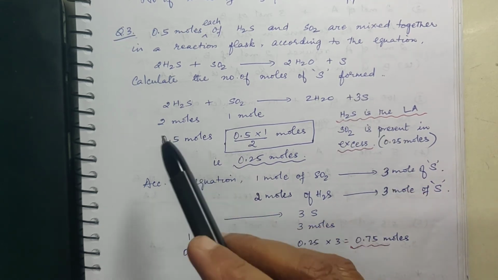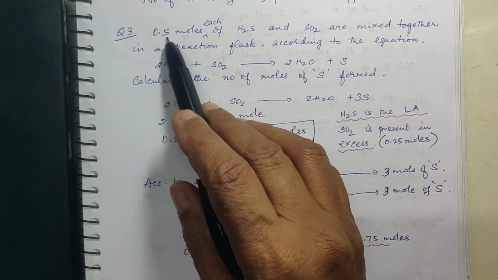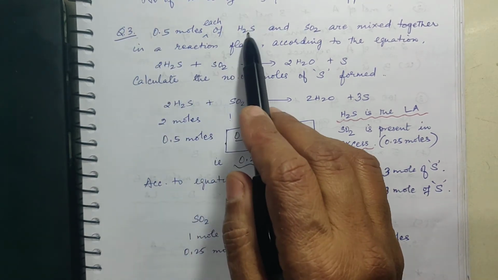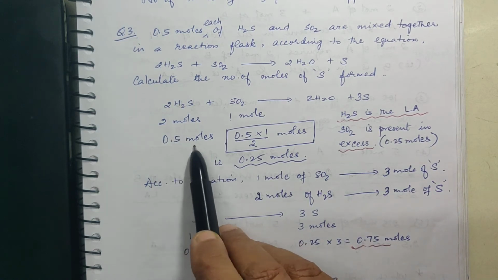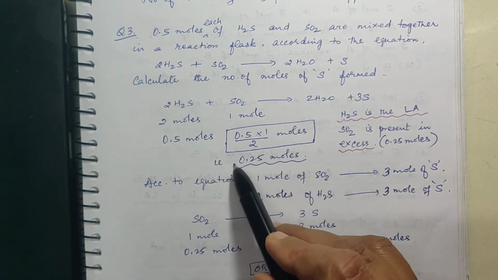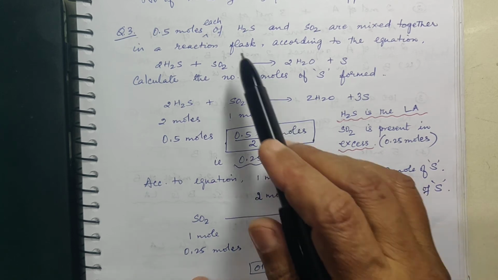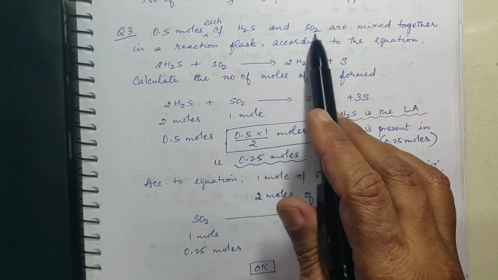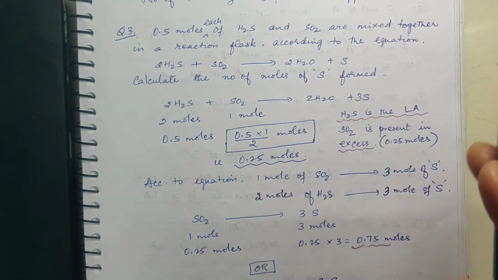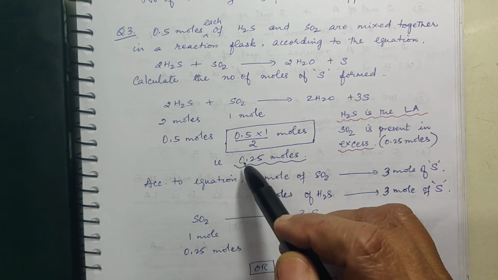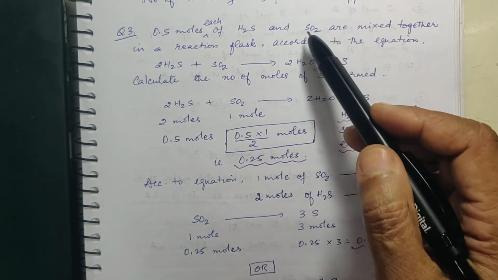Now 2 is needing 1. So you are having 0.5 moles of H2S as well as SO2. So 0.5 moles of H2S will require how much? 0.5 moles will require only 0.25 moles. But you are having 0.5 moles of SO2. That means SO2 is present in excess. So which is the limiting agent here? Hydrogen sulfide is the limiting agent. You have found it out now.